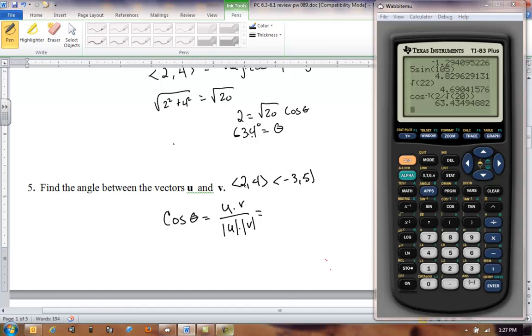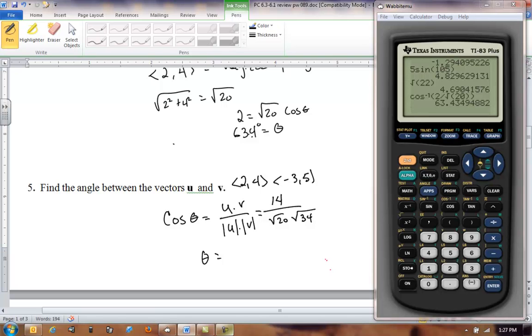Dot product u dot v: 2 times negative 3 is negative 6. Negative 6 plus 20 is 14, divided by the magnitude of u, which is the square root of 20. The magnitude of v is 9 plus 25, 34. That's the cosine. I don't want the cosine, I want the angle. So it's going to be the arc cosine of this answer.